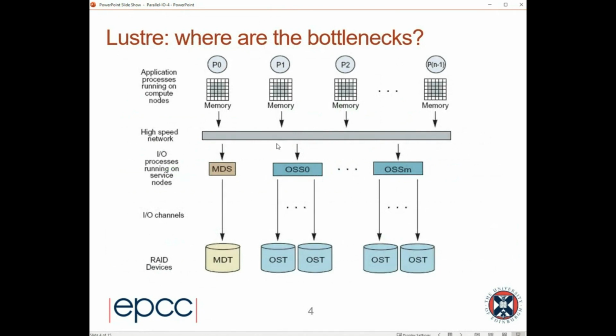Where are the bottlenecks? We saw that a single process can only write at about just over a gigabyte per second, but the bandwidth of the node and the OST was up in the sort of 10 gigabytes per second. So there's an order of magnitude gap between what a single process can write and what you can get out of a node or onto an OST.